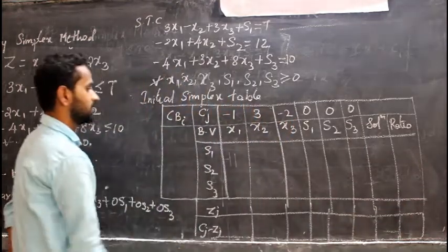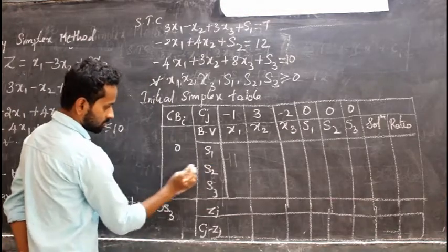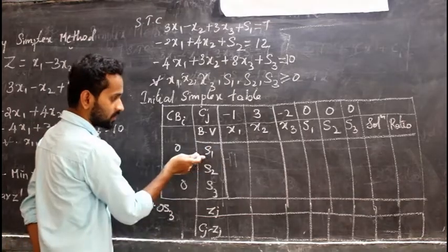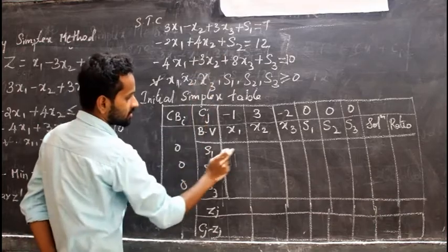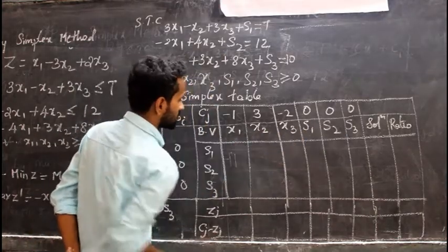Now let me fill the table. x1 coefficient 0, s2 coefficient 0, s3 coefficient 0. Now the first constraint, that is s1. S1 comes in the first constraint. Under the first constraint, what are the coefficients? I have x1, x2, x3, s1, s2, s3 and solution, I should fill it.